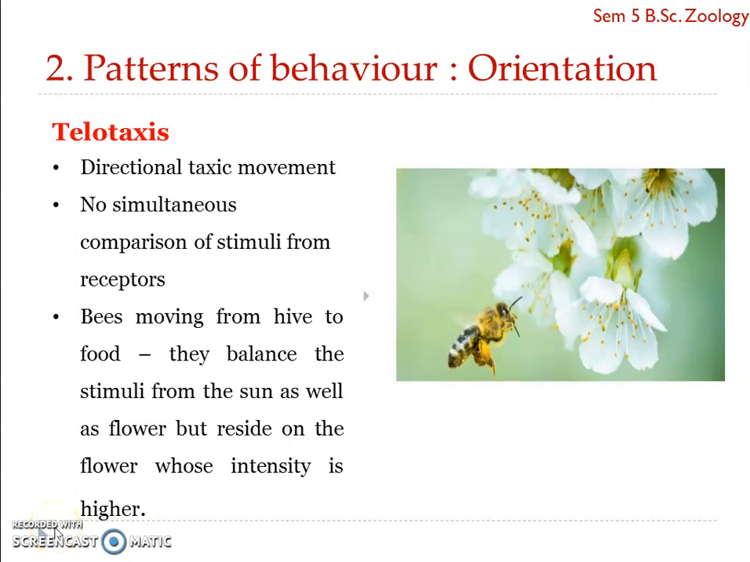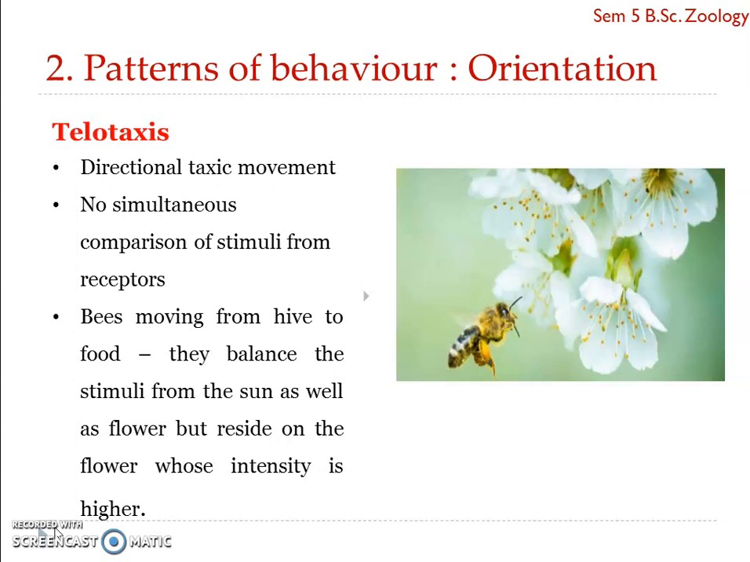So next we have on the row is telotaxis. Telotaxis is the directional taxic movement which does not depend upon the simultaneous comparison of the stimulation from two receptors. So again, when we compare with tropotaxis, we can see that telotaxis doesn't have any simultaneous comparison of the stimulation from two receptors. Okay. If there are two sources of similar stimuli, the animal will select any one of them and move towards or away from it. And there is never a median direction.